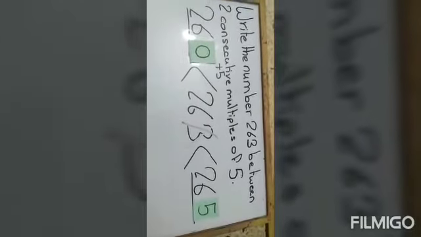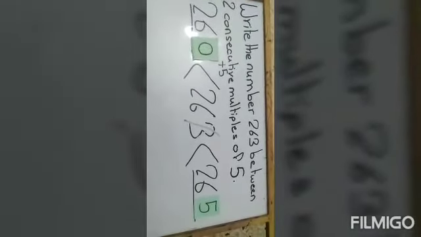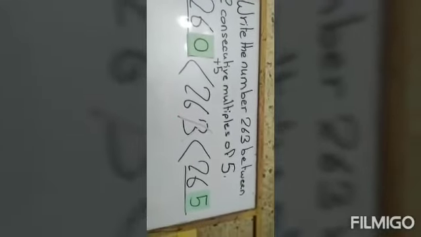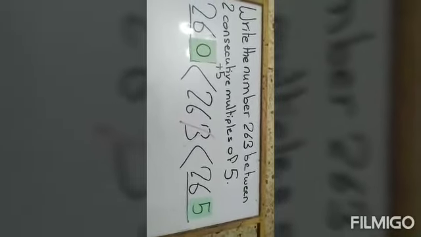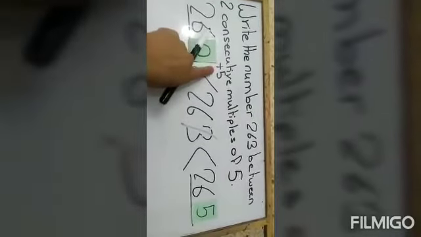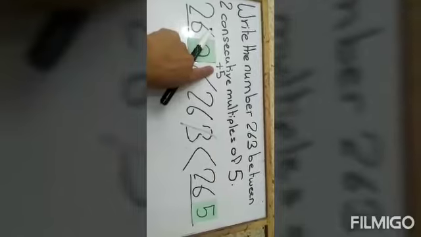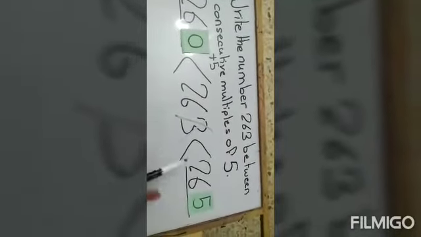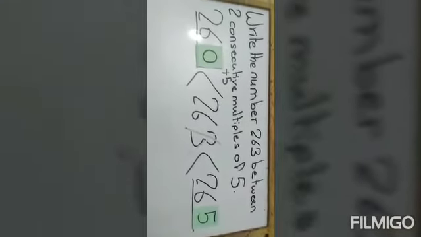The same if we have to write the number 263 between two consecutive multiples of 10. Multiples of 10 end in 0. So also the unit digit here will be 0, but we add plus 10 here since they are multiples of 10. We will get 270. They are multiples of 10 because they both end in 0.